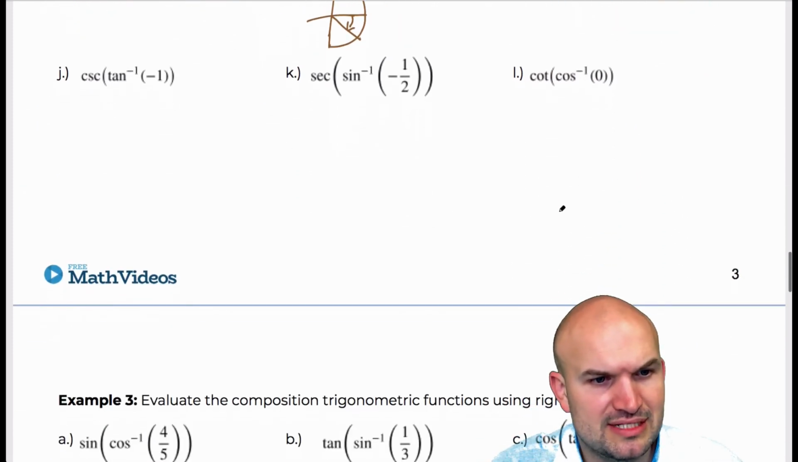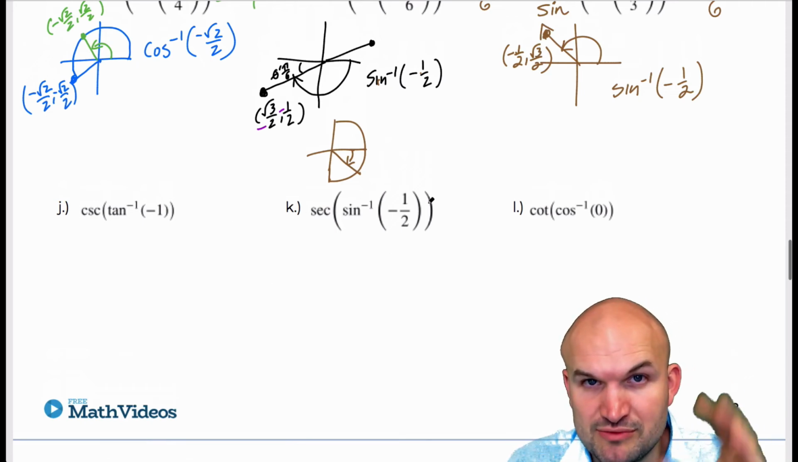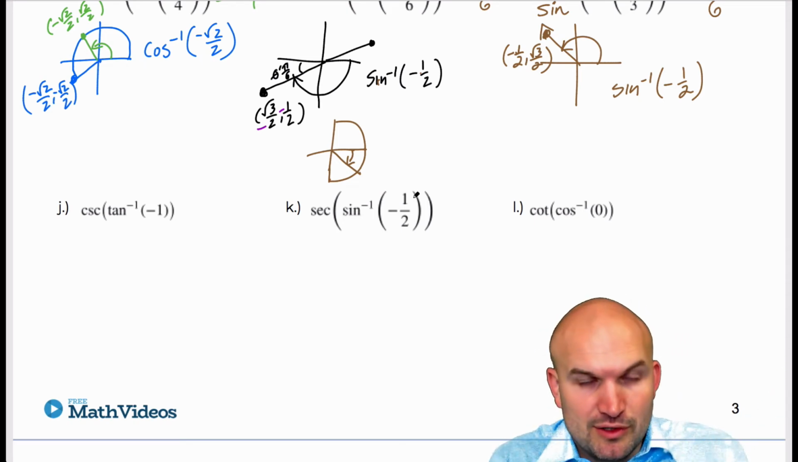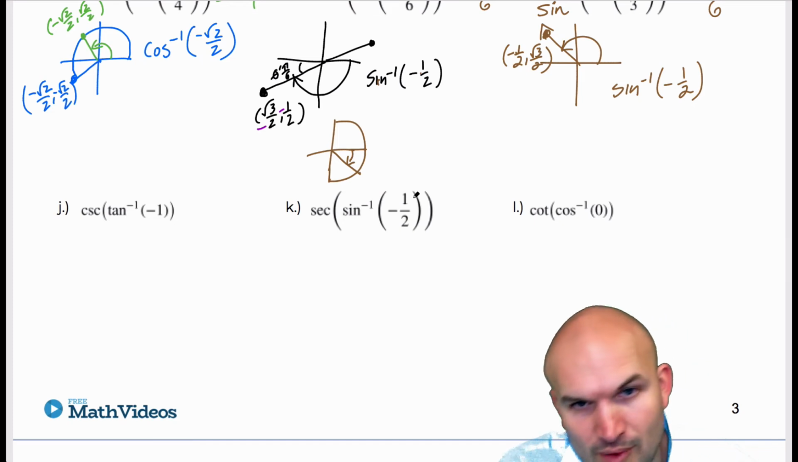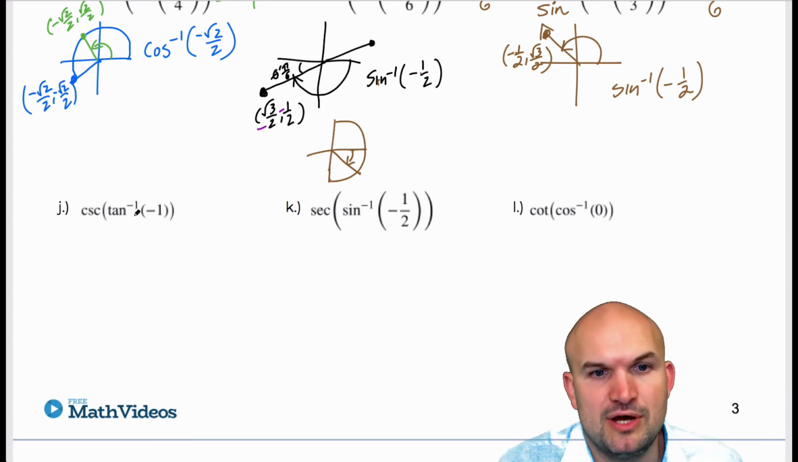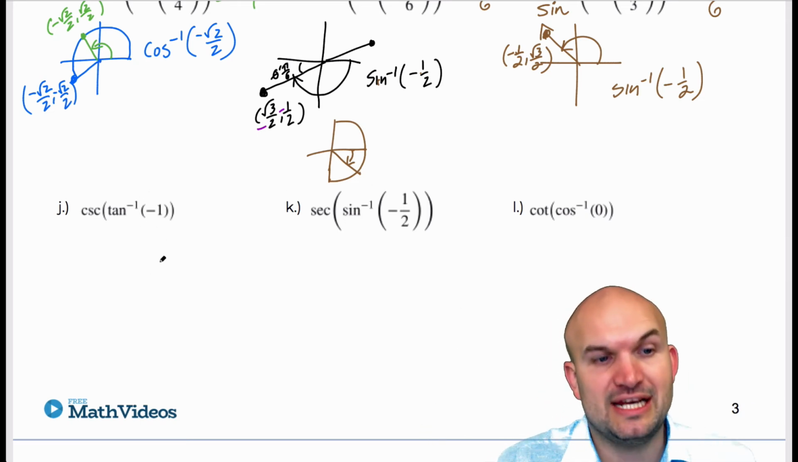So let's go and work on this last set. All right. So last set, you can see we have these reciprocal functions. And again, just the reciprocal function is, if sine is y, then cosecant is 1 over y. If tangent is y over x, cotangent is x over y. If cosine is x, then secant is 1 over x. So mix these up. All right, so let's go ahead and do the tangent inverse of negative 1.